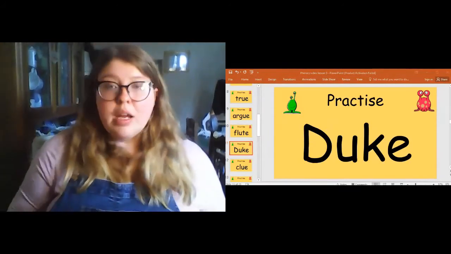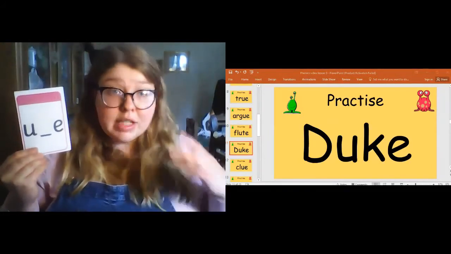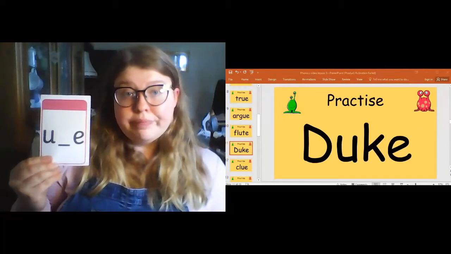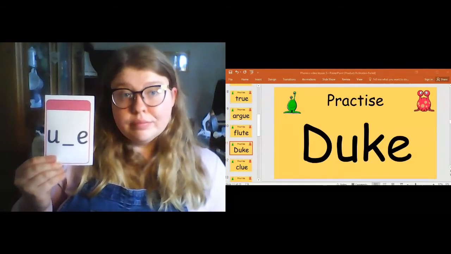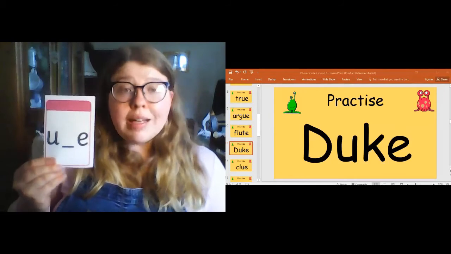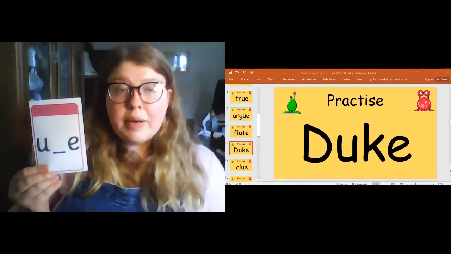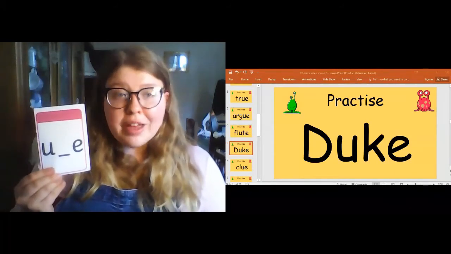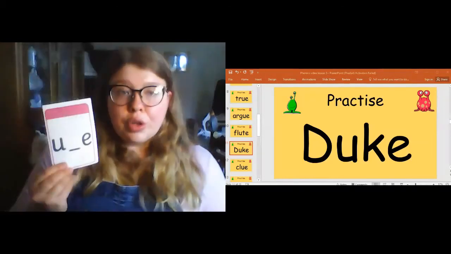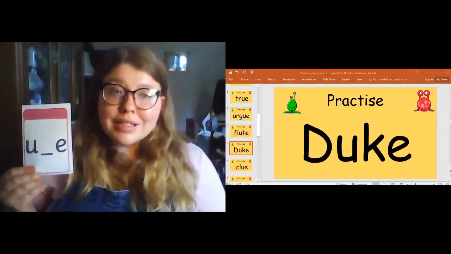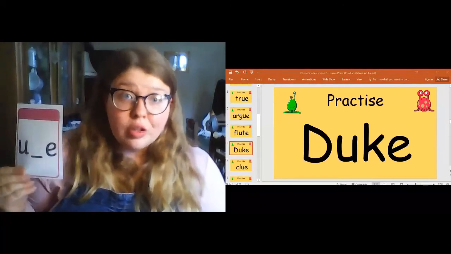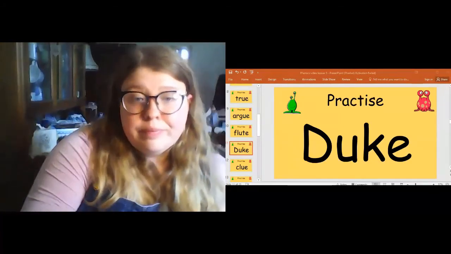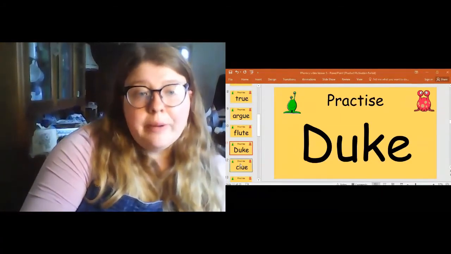What about for this one? Oh, I spot my split digraph. So is it the oo or is it the u sound? You have a go. You're right. For this one, it's the u sound. So it's D, U, K, duke. Let's do that one more time together. D, U, K, duke. A duke is a title for somebody who's in power or powerful. So like we have lords and ladies, we also have dukes.